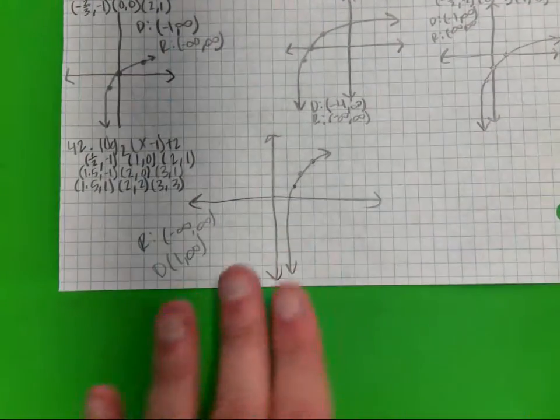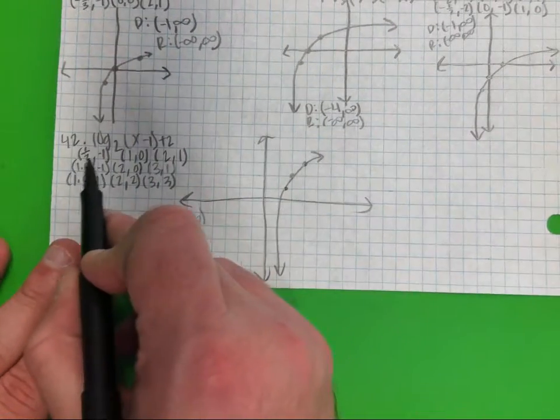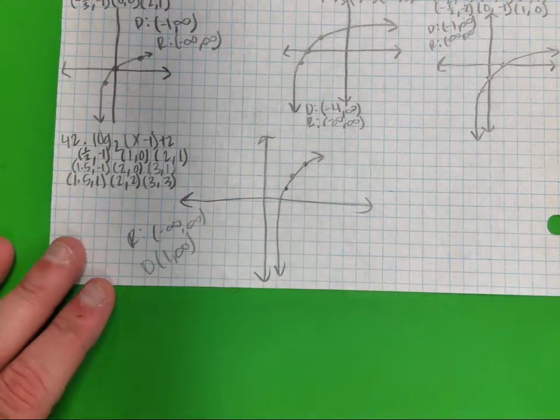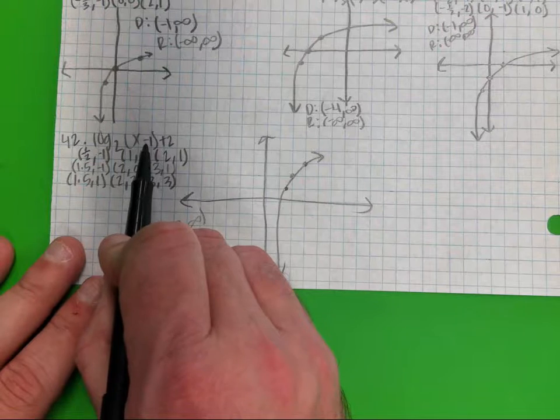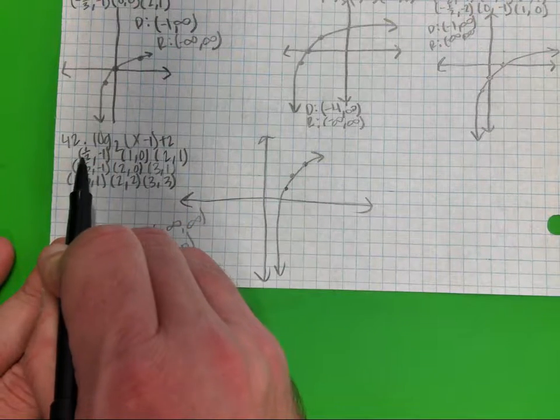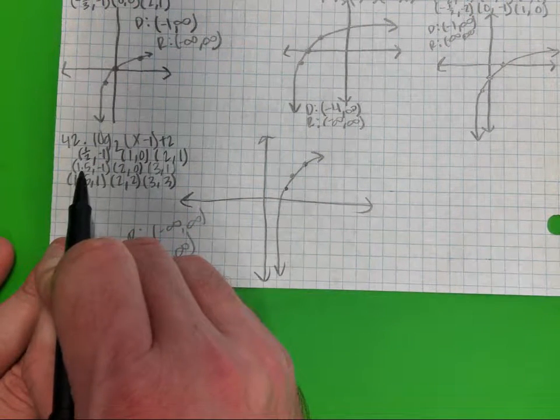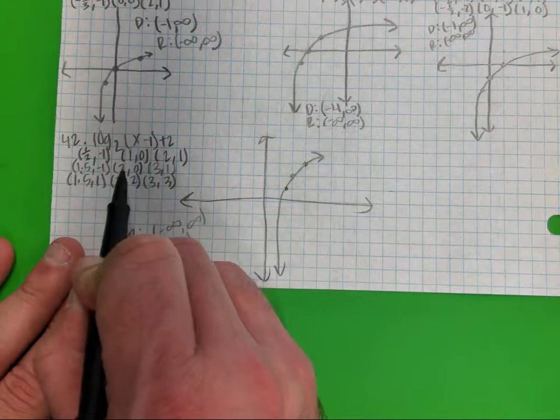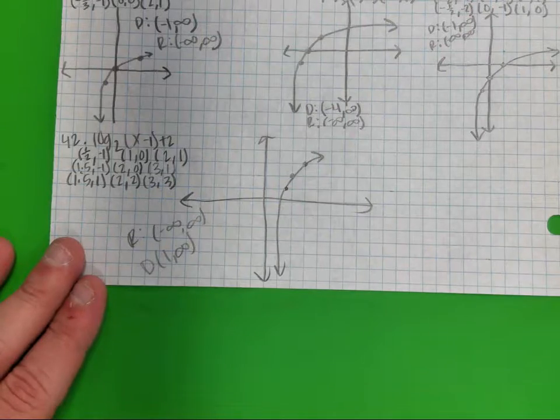Alright, number 42. We did 1/2, negative 1, 1, 0, 2, 1. Since it's negative 1, I'm going to move it right 1. So I'm going to add 1 to each of my x. So 1/2 and 1 gives me 1.5, 1 plus 1 is 2, 2 plus 1 is 3.